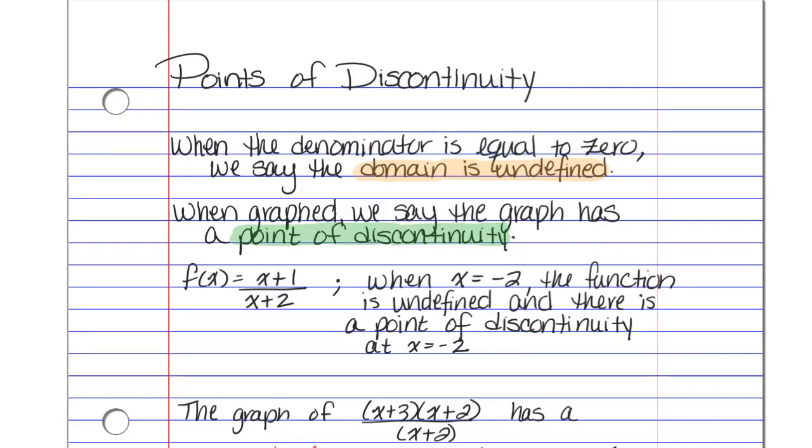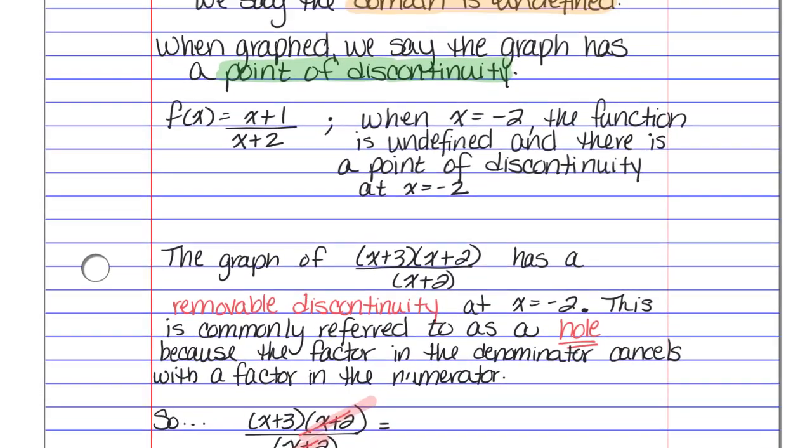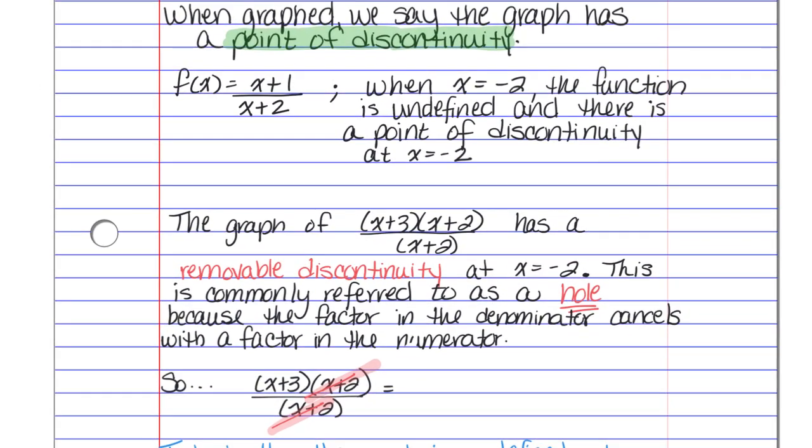So a little bit of information on points of discontinuity. When the denominator is equal to 0, we say that the domain is undefined, or that there is a point in my x that cannot be included as part of the domain or even a solution to the function. So when graphed, we call them points of discontinuity, or say that the graph is undefined. So in the example x plus 1 divided by x plus 2, if I was to set the denominator equal to 0, I would have a point of discontinuity when x is equal to negative 2. So we say that all real numbers can be included with the exception of x is equal to negative 2.